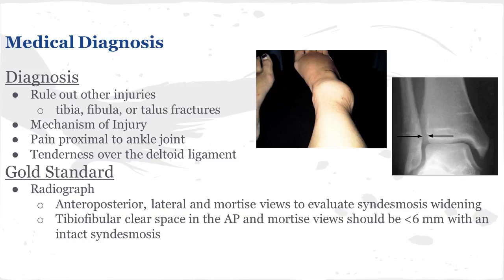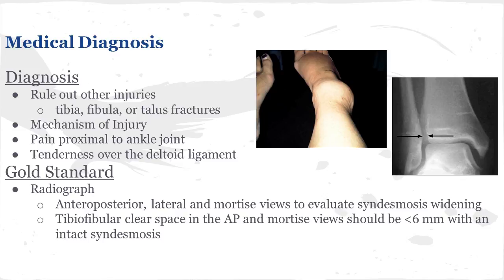Anterior, posterior, lateral, and mortise views are used to evaluate the syndesmosis widening. As seen in the last bullet point, tibiofibular clear space in the AP and mortise views should be less than 6 mm with an intact syndesmosis. As always, radiographs should be taken according to the Ottawa ankle rules.